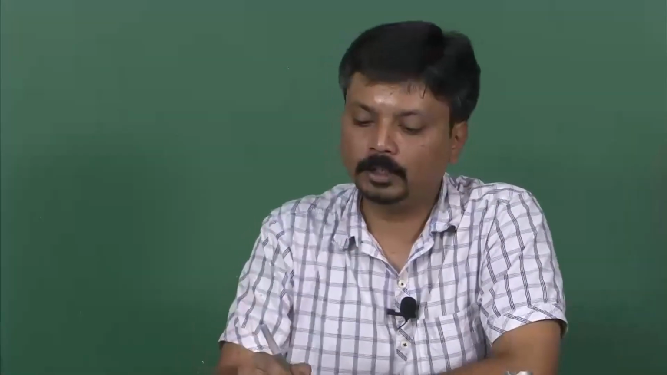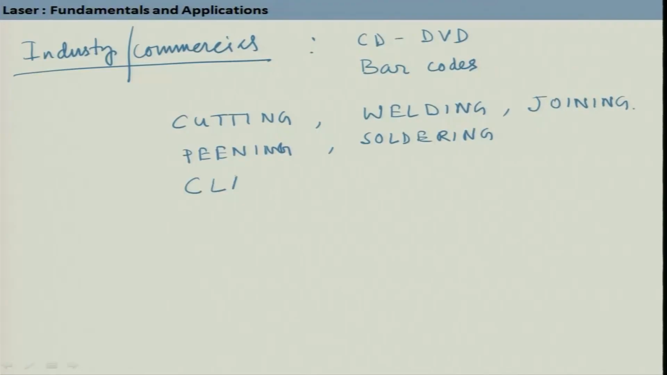There are other types of processes where laser is regularly used, such as cladding, drilling, and so on. In the case of macro machining or macro material processing, and even in micro material processing or micro machining, laser is very regularly used. They are used in additive manufacturing every now and then.